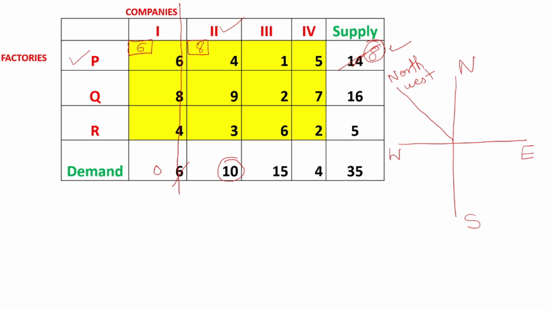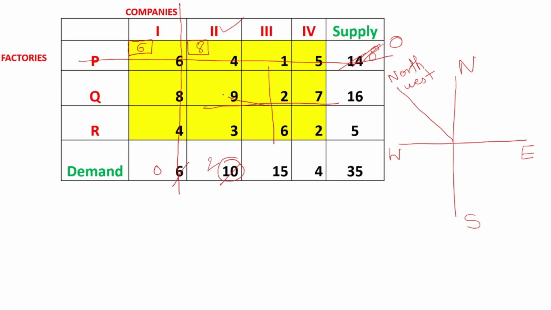So 8 will become 0, and out of 10, 8 is taken, so here 2 will remain. Whichever has become 0, that row or column you have to cancel. The row has become 0 now, so cancel this P row. It won't be considered in further calculations. Now again do the same thing with the remaining values. Draw a graph like this and check which is in the northwest corner.